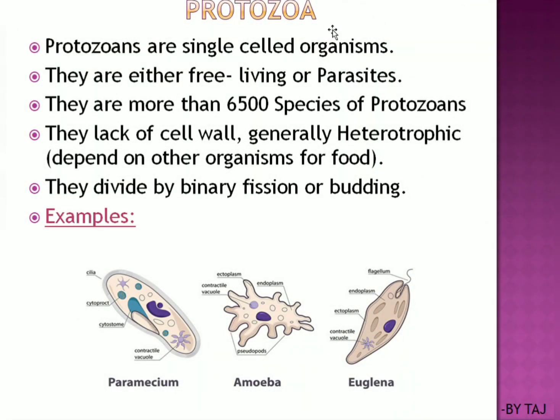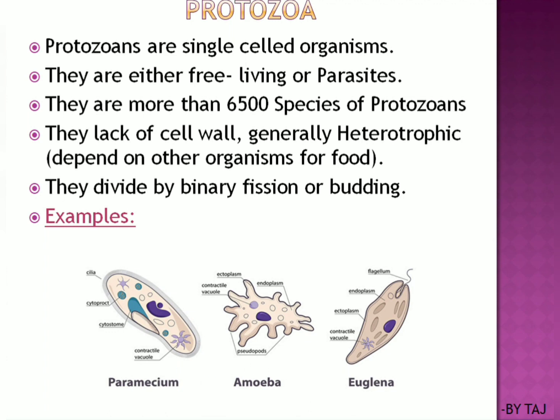Coming to the protozoa. Protozoans are also single-celled, that is unicellular, organisms. They are either free-living or parasitic. Amoeba, paramecium, euglena and entamoeba are examples, and some of them are parasitic organisms. Some are free-living. There are more than 6,500 species of protozoa. They lack a cell wall and are generally heterotrophic, which means they depend on other organisms for food. They divide by binary fission or budding. So this is about protozoa, with examples paramecium, amoeba, euglena and entamoeba.